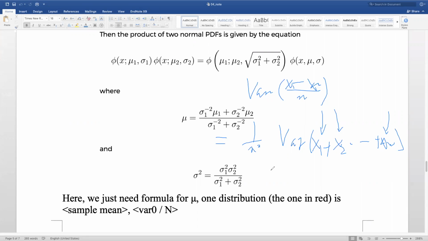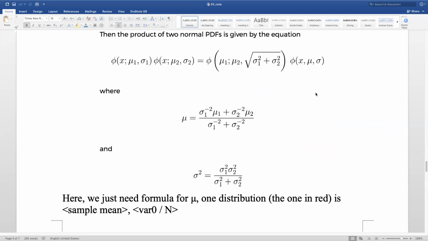If that is the case, you can compute this as one over n squared times the variance of x1 plus variance of x2 plus up to variance of xn. Because they are from the same distribution, they have the same variance, variance of xi, times n. You can cancel out one n here, and you get each variance divided by n as your total variance.